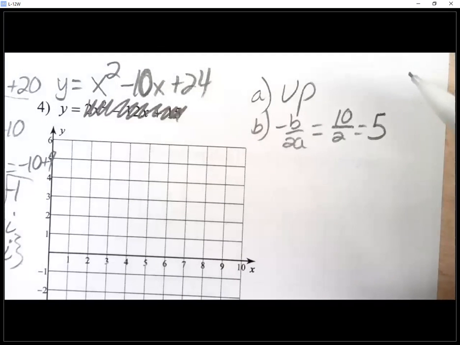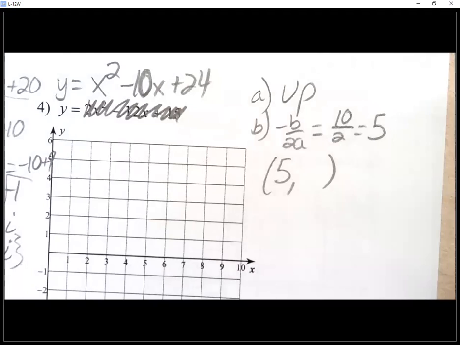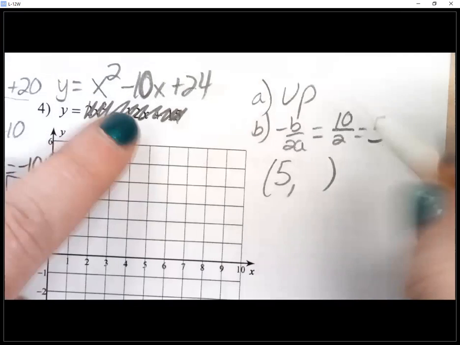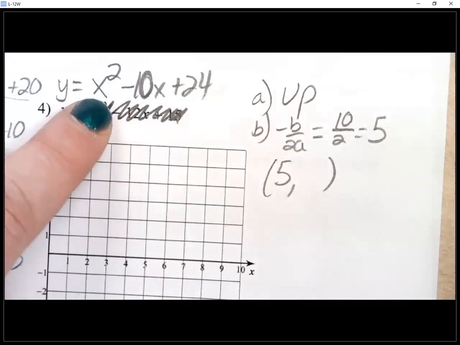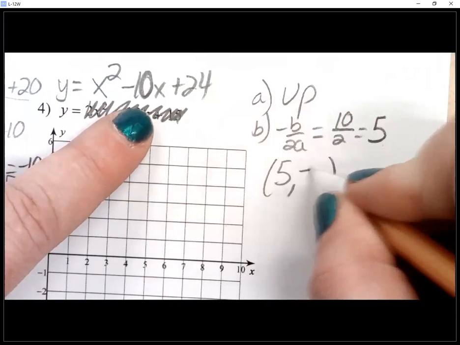Did you get 5? Negative b over 2a, yeah, everybody got 5? So that's half of our answer, right? Now we know it's going to be a 5 comma something. How do you find the something? Exactly. Go back to your original equation and pop in 5. So that's 25 minus 50 plus 24, which is -1. Everybody get that?